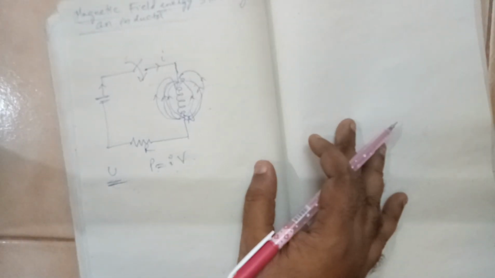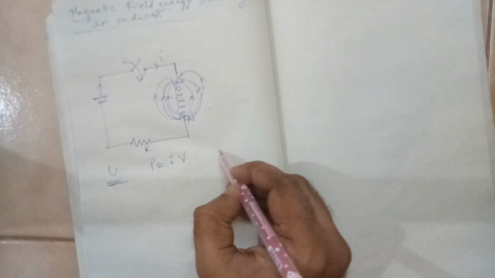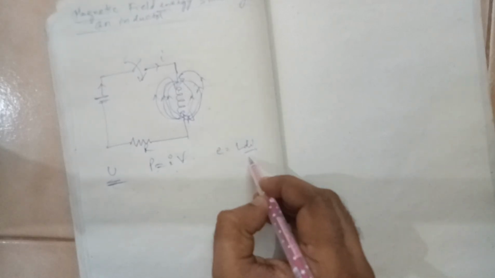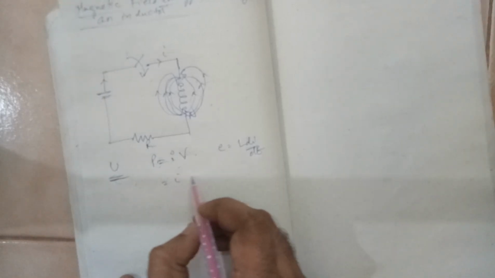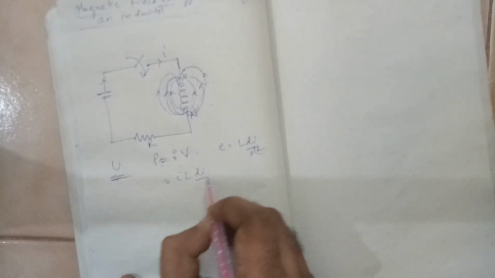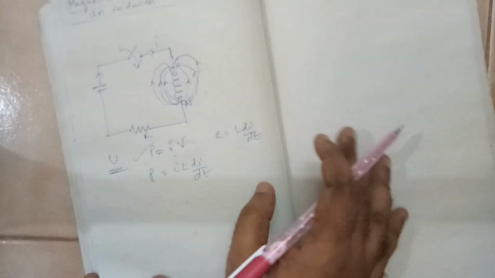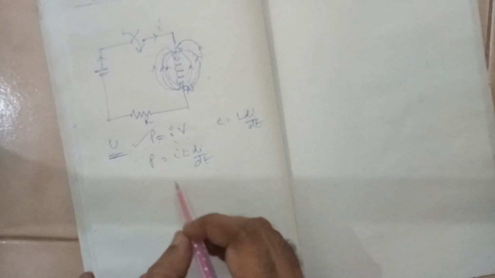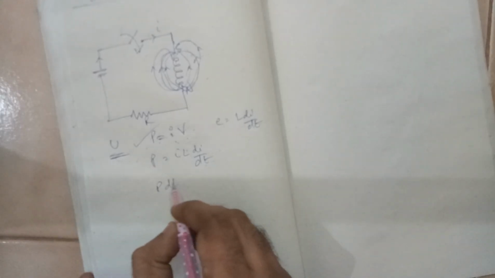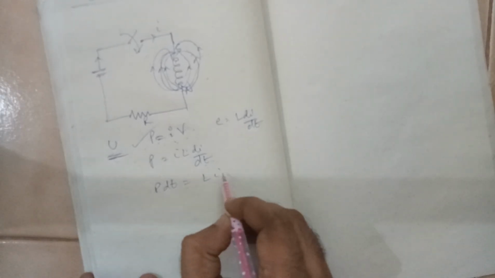So here we can find out how I get this induced EMF. I will get it as E is equal to L di by dt. To substitute the value here, power is I into L di by dt. Power is equal to current multiplied by voltage. When voltage is given, we find power with this equation. So taking dt to the other side, P dt is equal to L I di.